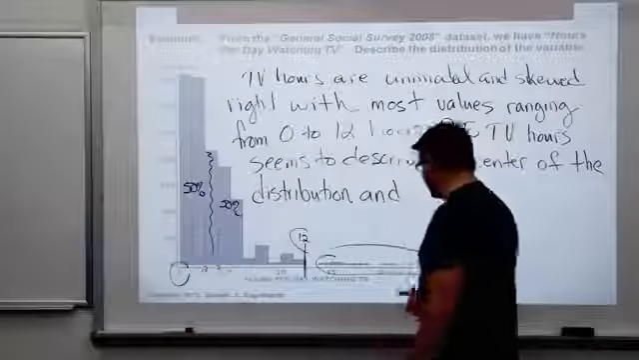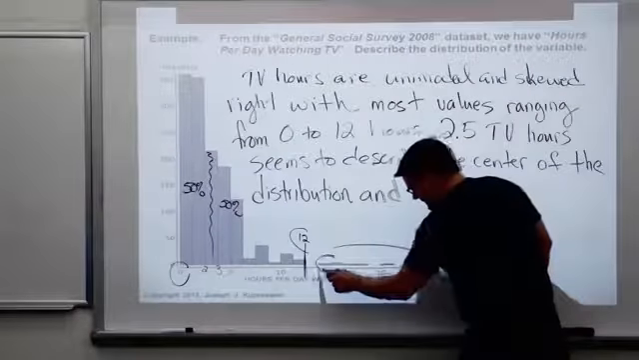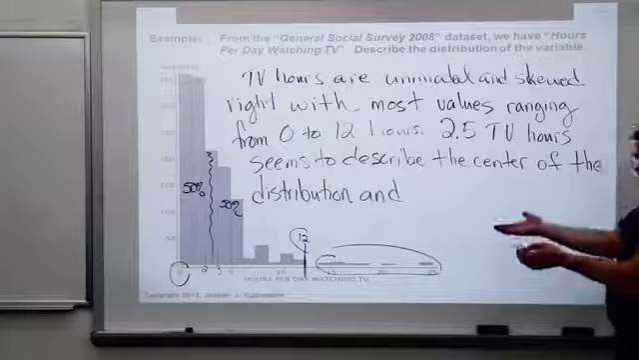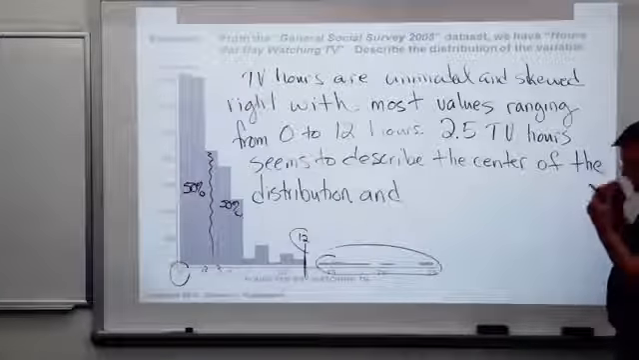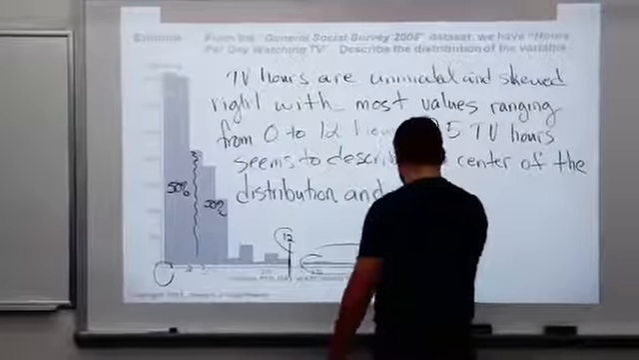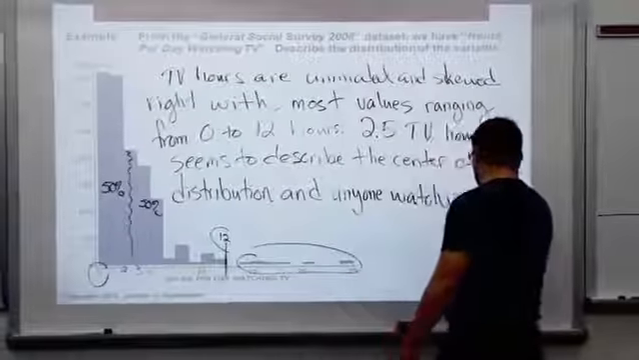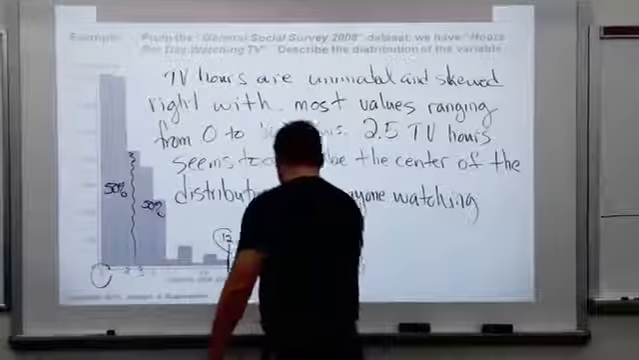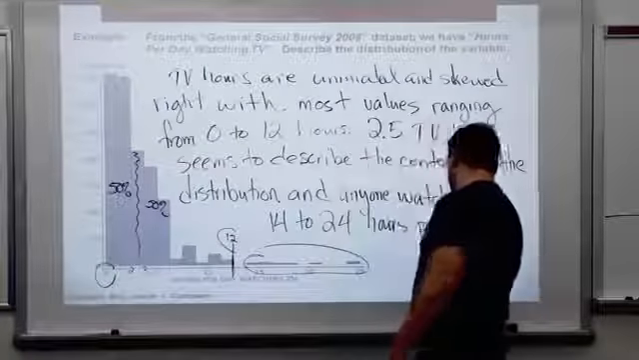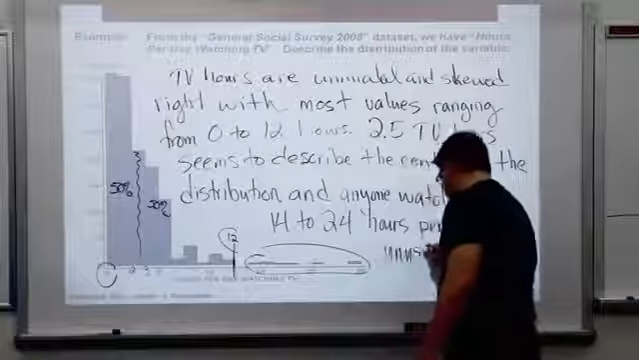And last but not least, those outliers. I guess anybody from about 14 up to 25, I would call those outliers. My eyeball test says those are high outliers. So, and anyone watching 14 to 24 hours per day is unusually high.